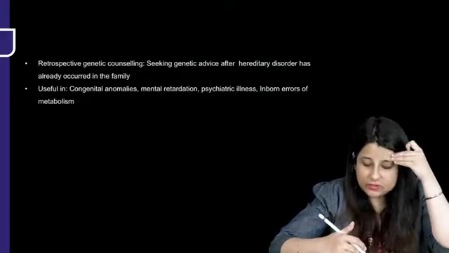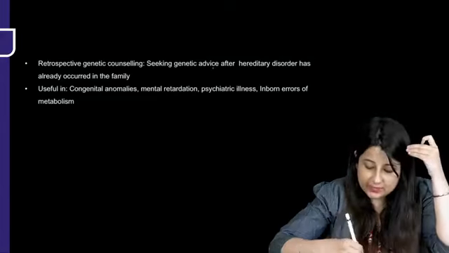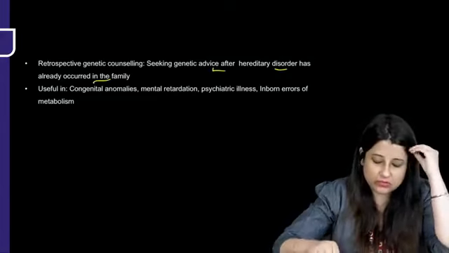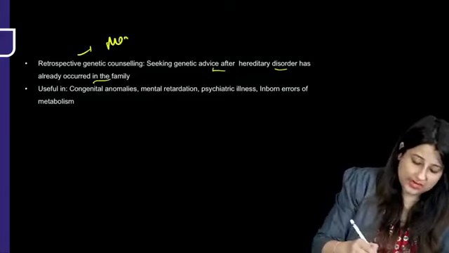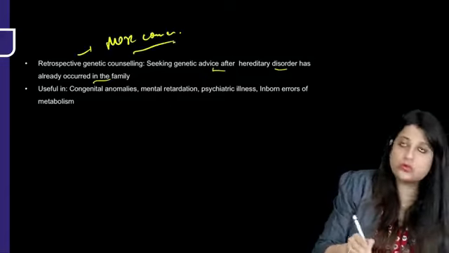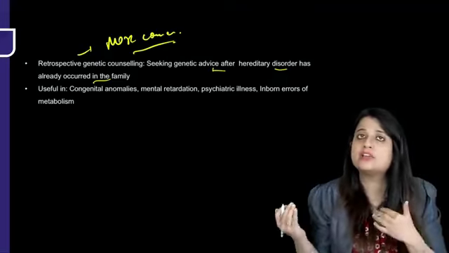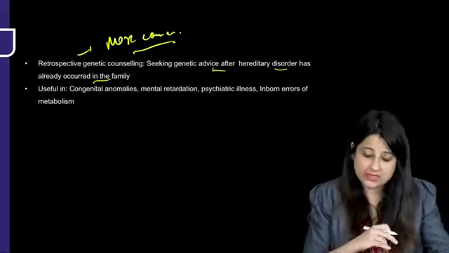But retrospective is when you seek genetic advice after a hereditary disorder has already occurred in the family. And this is more common. Retrospective genetic counseling is more common. A child is born with congenital anomalies, and then people seek the advice.